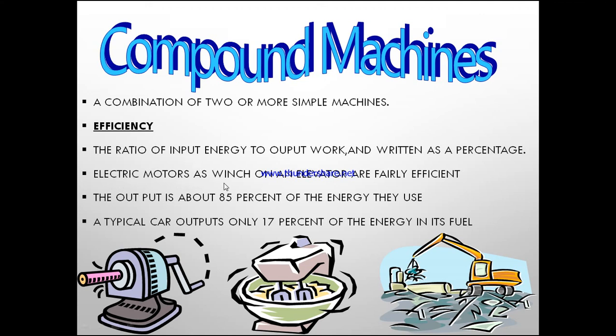Electric motors, such as a winch on an elevator, are fairly efficient. The output is about 85% when I talk about the elevator or the winch on the elevator. The efficiency is about 85% of the energy they use. And the typical car outputs only 17%. So don't forget that: 85% for the elevator and 17% for the typical car.